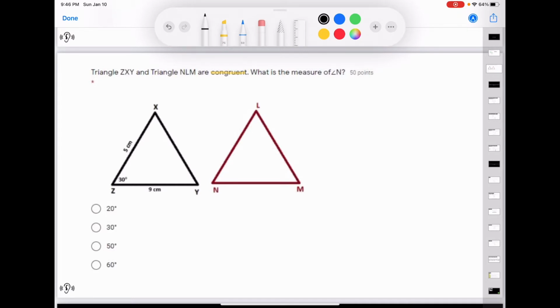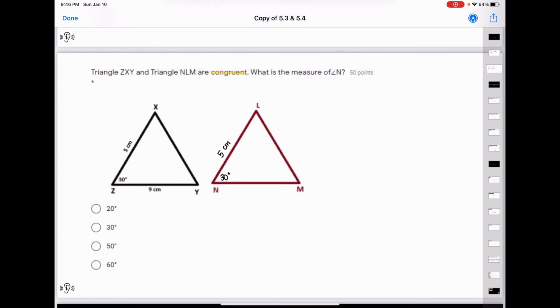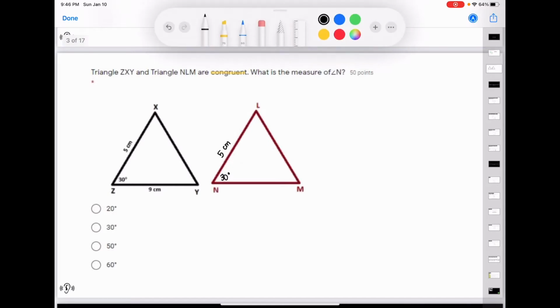That being said, we can reasonably assume that we can transfer this 30-degree angle onto our other triangle where it fits, and this side length onto our other triangle where it fits, thus making the two exactly the same. That being said, if we're being asked to find the measure of angle N, we can see here that angle N is located right here, which is 30 degrees. Therefore, we select 30 as our answer, and we are able to move on.